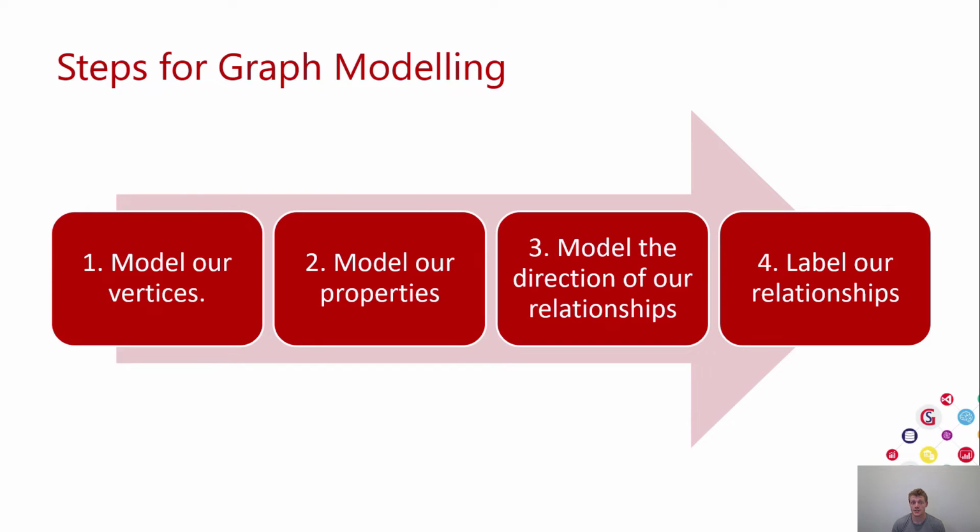With that in mind, I've outlined 4 simple steps for graph modeling that I'm going to talk through now, starting with modeling our vertices and then modeling the properties. Then we would model the direction of our relationships, followed by making sure that we label our relationships correctly so that we can properly express them. All right, let's start with modeling our vertices and properties.